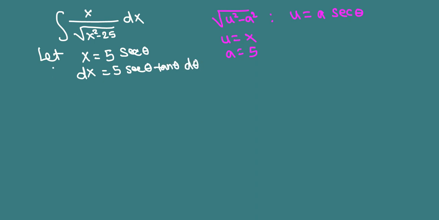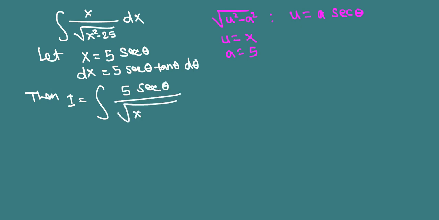Then this integral becomes x, that is 5 secant theta on the top, over x squared. So x squared means 5 secant theta squared. So 25 secant squared theta minus 25, times dx, and dx is 5 secant theta tangent theta d theta. Let's simplify this separately so that we don't have to copy the whole thing over and over.